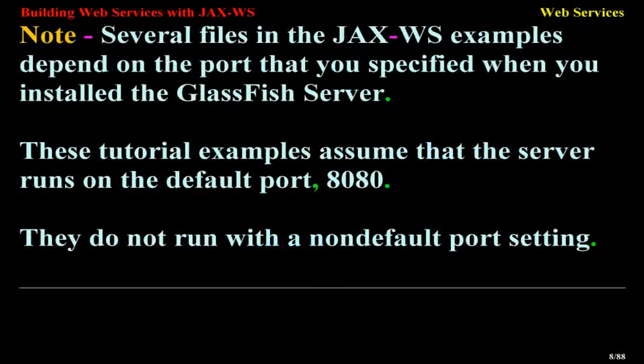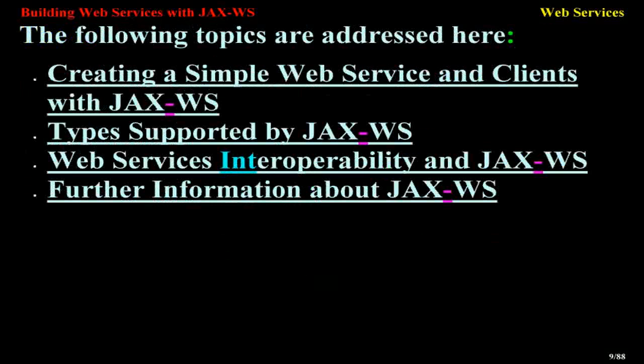Note: several files in the JAX-WS examples depend on the port that you specified when you installed the GlassFish server. These tutorial examples assume that the server runs on the default port, 8080. They do not run with a non-default port setting. The following topics are addressed here: creating a simple web service and clients with JAX-WS, types supported by JAX-WS, web services interoperability and JAX-WS, and further information about JAX-WS.